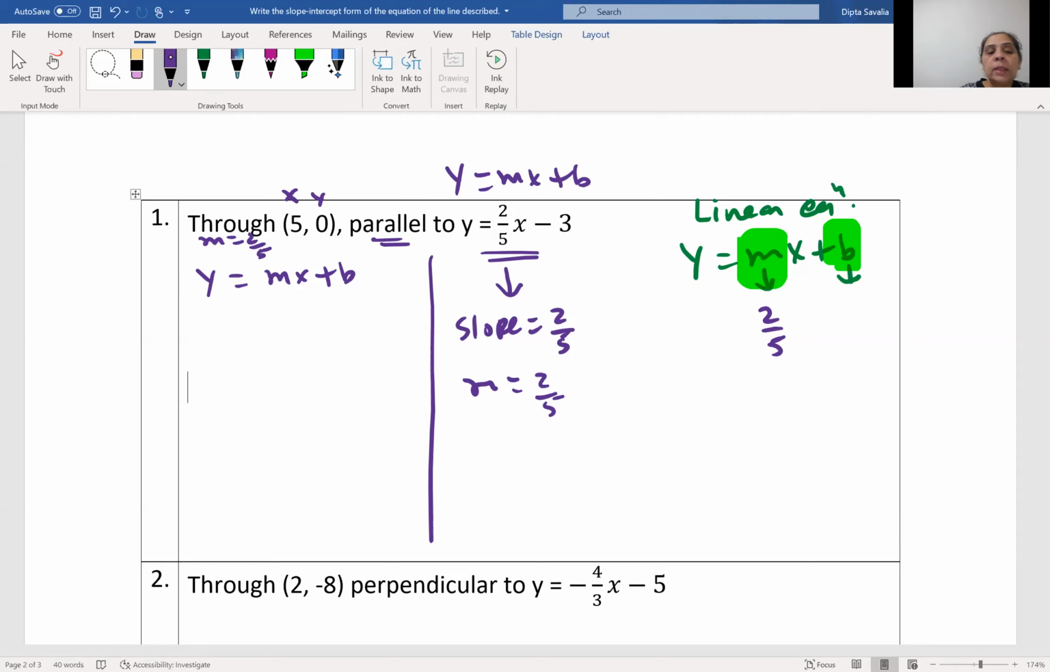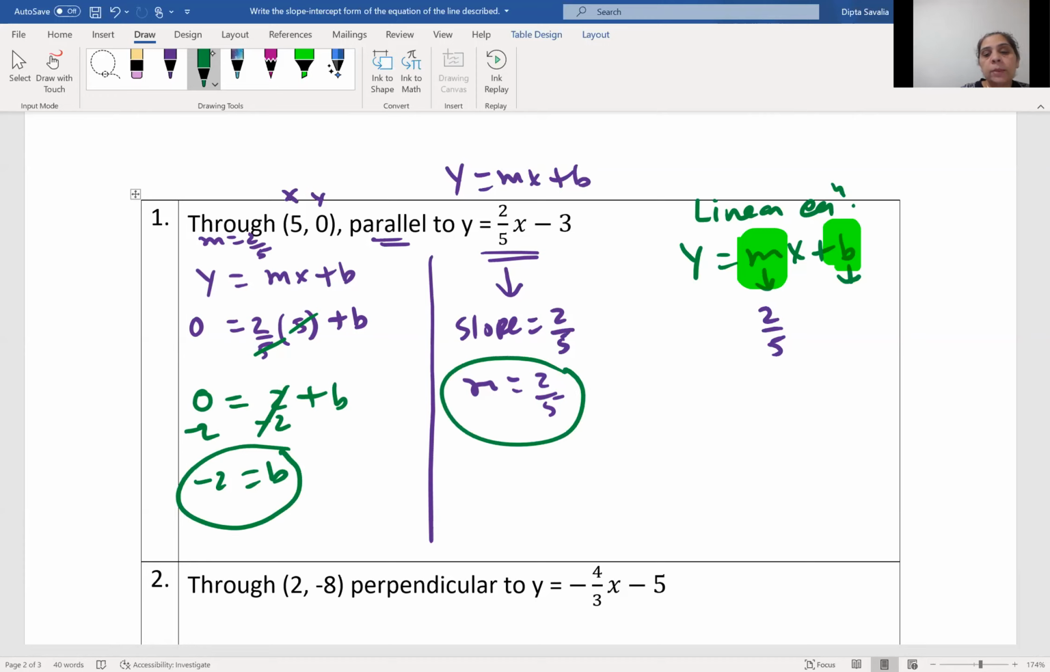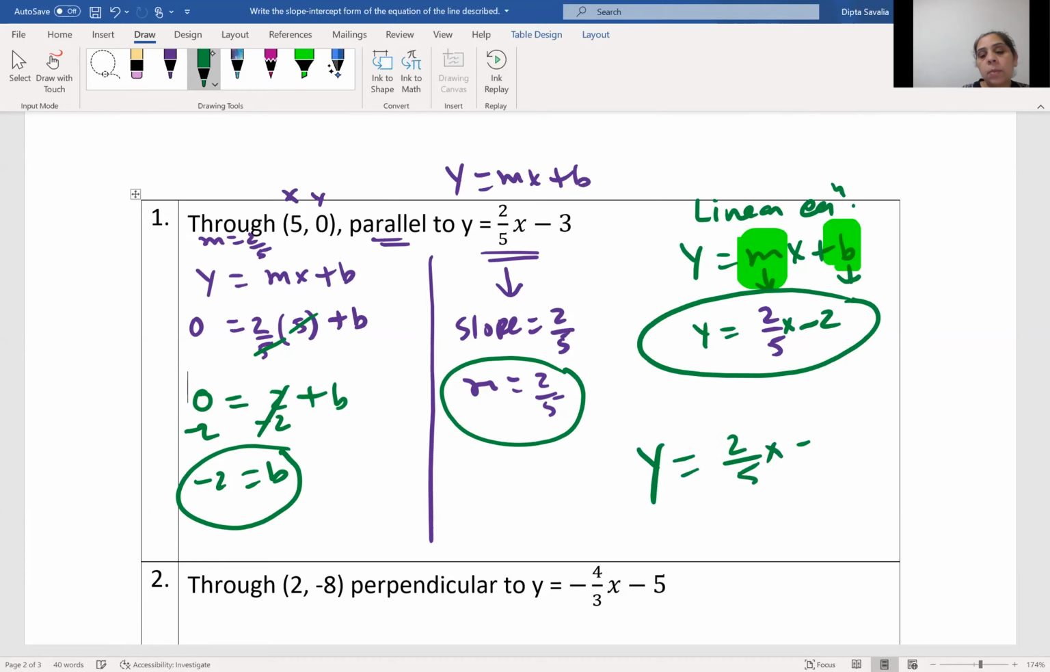So I will just plug in these 3 points. y is 0, m is 2/5, x is 5, and b. So I can just reduce this 5 and 5. So now we have 0 equal to 2 plus b, subtract 2. So b is -2 and m is 2/5. So I will just plug in this equation, -2. So that is my equation, y equal 2/5 x minus 2.